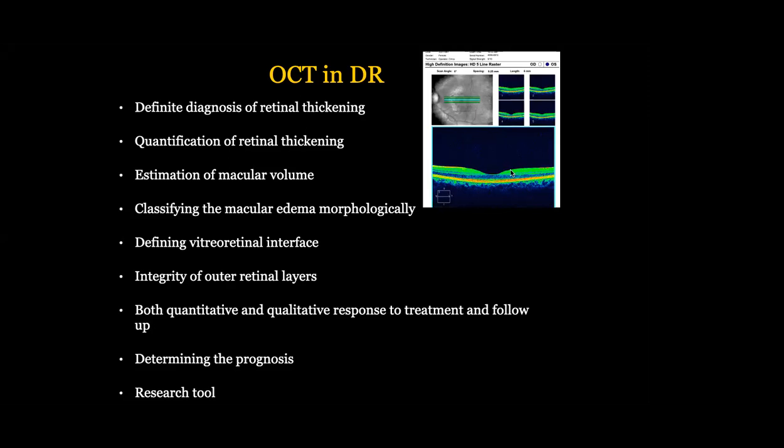So in diabetic retinopathy and diabetic macular edema, we can know whether the retina or the macula is swollen, if there is edema, and whether the patient is responding to our treatment. We can see if there is any problem with any of the layers, whether the photoreceptor layer is already gone. We can prognosticate the patient. All these things we can do with OCT. Actually, OCT is one of the indispensable investigations in diabetic retinopathy nowadays.